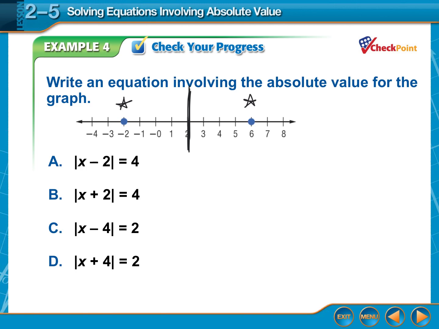Guess and check: 2 on this side, we're going 1, 2, 3, 4. This is 4. Then we go 1, 2, 3, 4. What would our equation be? x plus 2 equals 4. Why do you say x plus 2 equals 4? Because 2 is in the middle. Why not x minus 2? Because it's positive 2. Yep. x plus 2 equals 4.